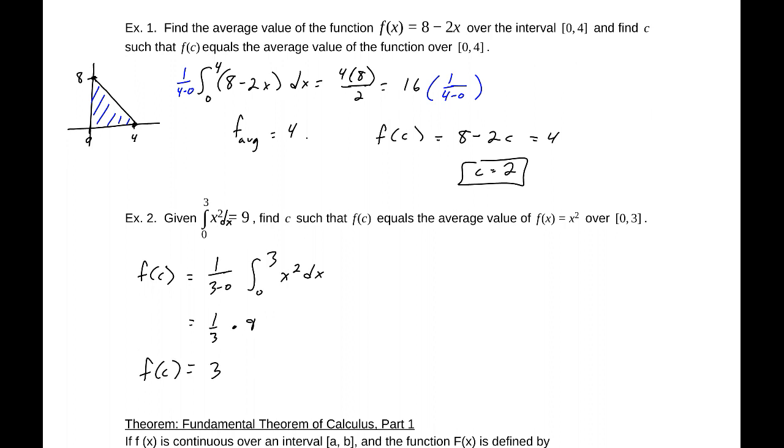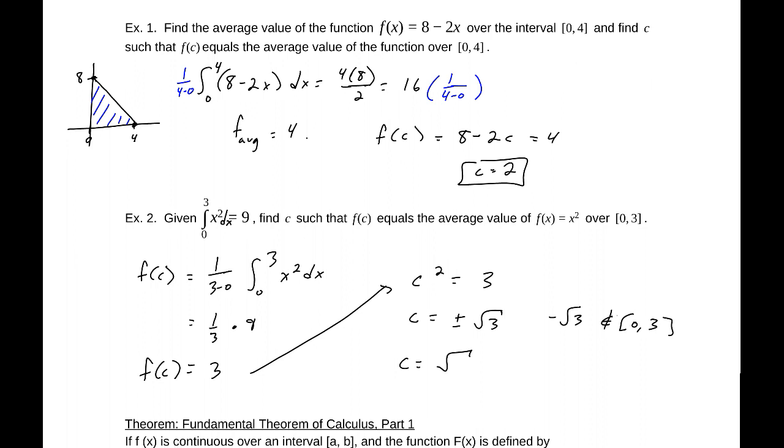Now, for this given function, this is x squared, so c squared equals 3, which means c equals plus or minus square root of 3. Now, one of those is not in our interval. That is not in this interval 0 to 3. So we're not going to worry about that value. So c equals positive square root of 3. That is the point where our average value is attained.